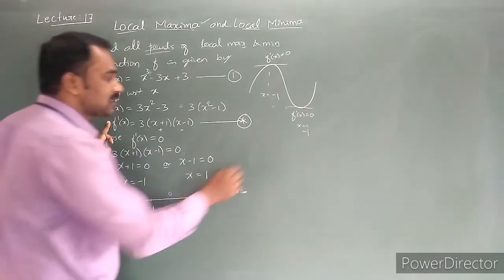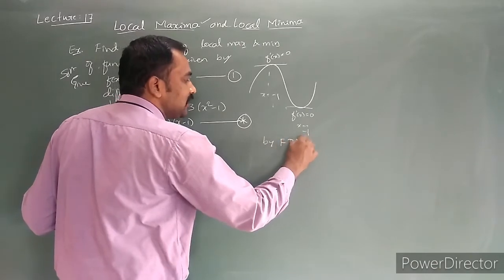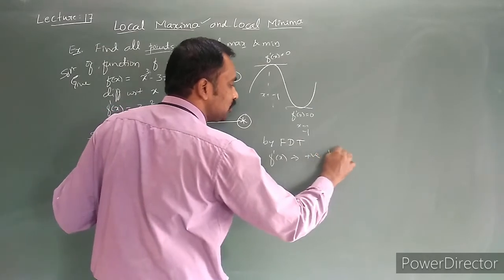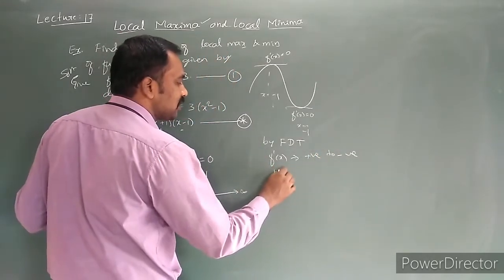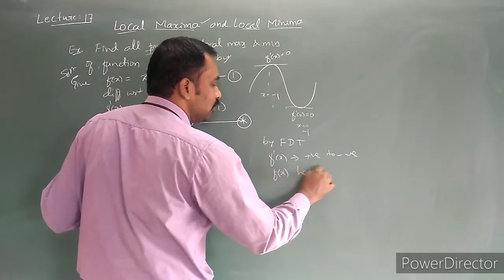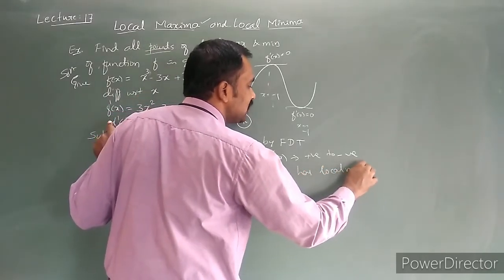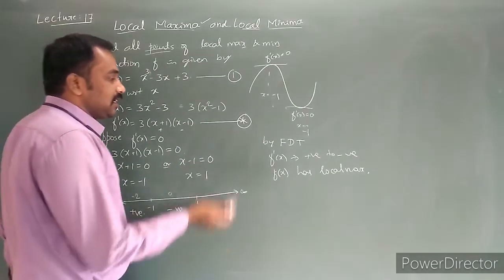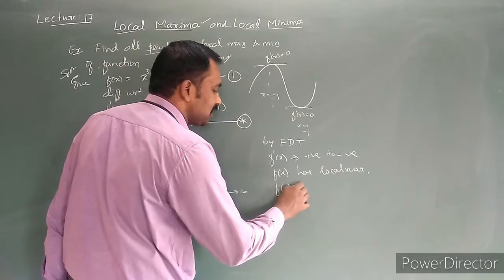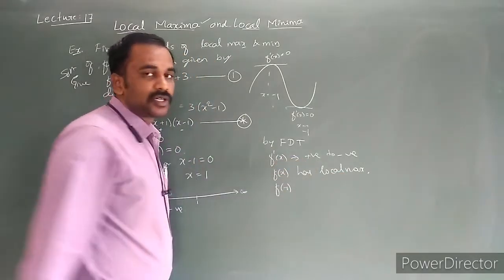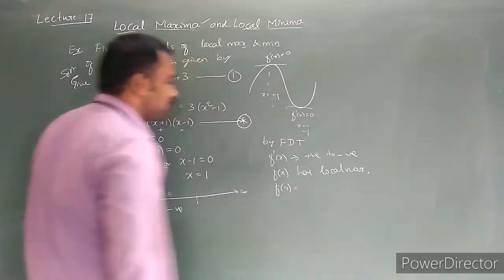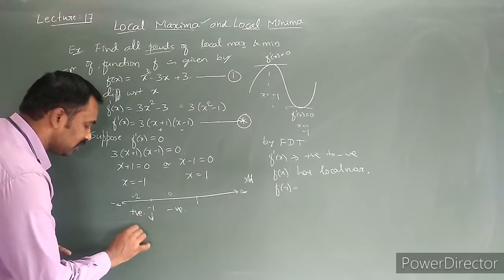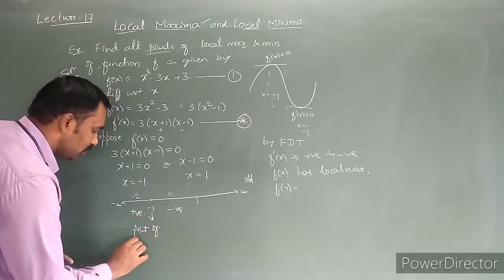Then by the first derivative test, what can we say? By the first derivative test, f dash of x changes the sign from positive to negative. Therefore, we can say that f of x has a local maximum. Are you clear? It has a local maximum, which means f of minus 1 is the local maximum. So at x equal to minus 1, this is the point of local maximum.